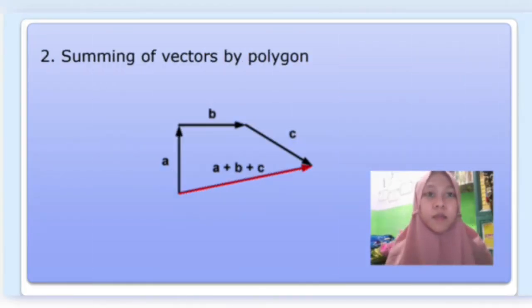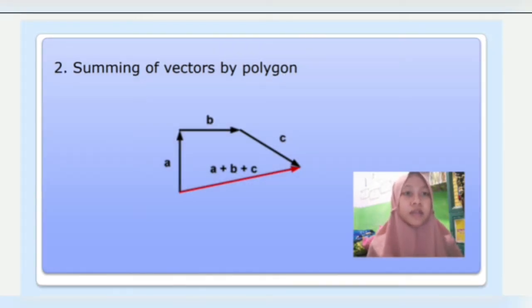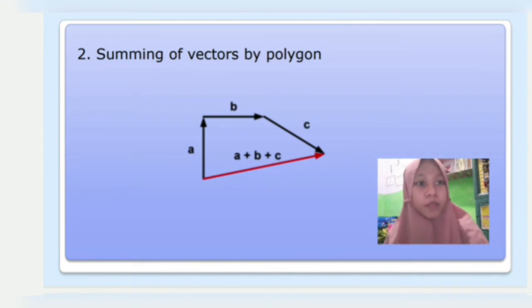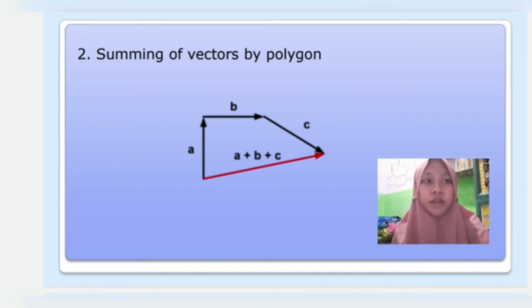The second, summing vectors by polygon. As in the picture on the screen, this is how to describe the addition of three or more vectors by connecting the base of one vector and the end of the other vector in such a way up to the last vector. After that, a straight line is drawn from the base of the first vector to the end of the last vector to form a polygon.